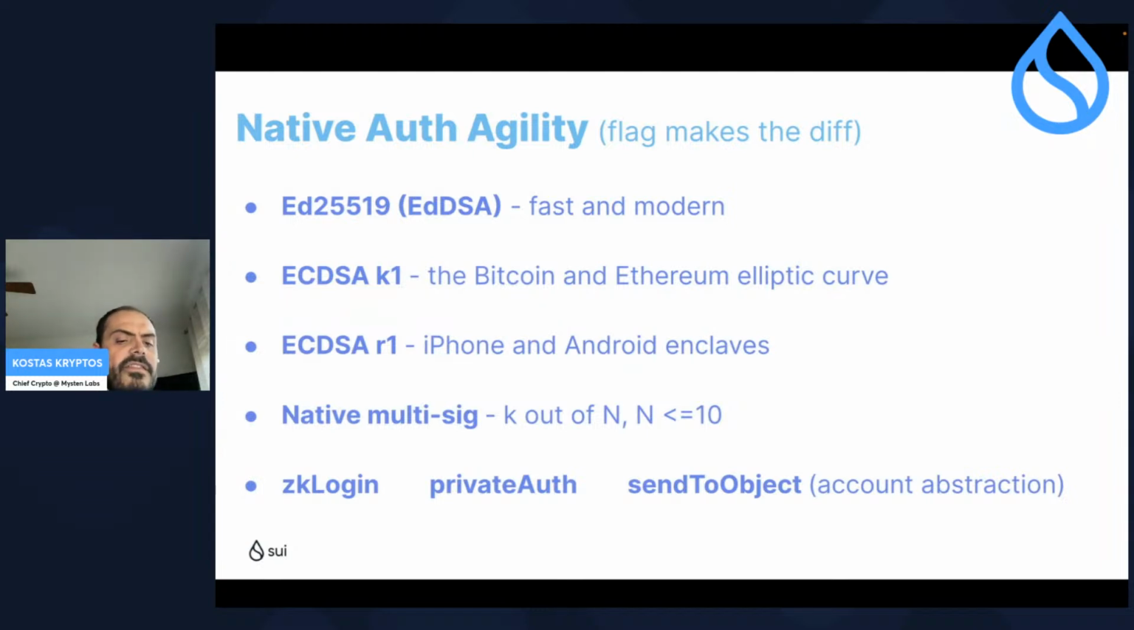The other thing is native multi-sig. Native multi-sig means that you can do K out of n in SUI, with n being less than 10. This exists already on Bitcoin. If I remember correctly, it's up to 15. But typically, smart contract based blockchains, fully Turing complete where you can do everything, don't have multi-sig, and people are using threshold cryptography there.